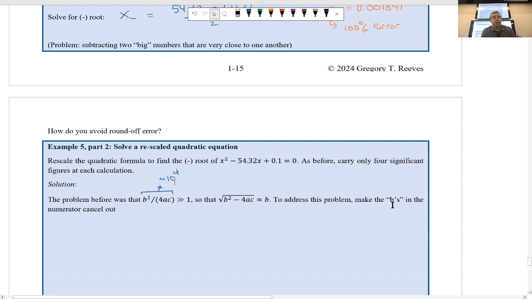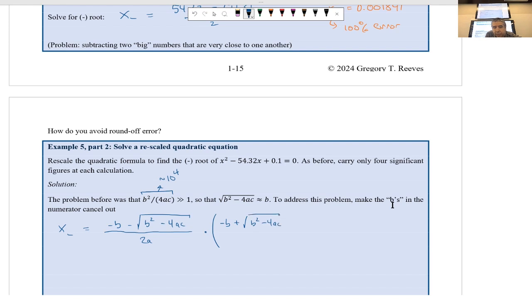We can do that. So we can take our x minus being equal to the opposite of b minus the square root of b squared minus 4ac all over 2a. We can make the b's cancel out by multiplying by a form of 1, which is the opposite of b plus the square root of b squared minus 4ac, over, in the denominator, the same two terms, the opposite of b plus the square root of b squared minus 4ac.